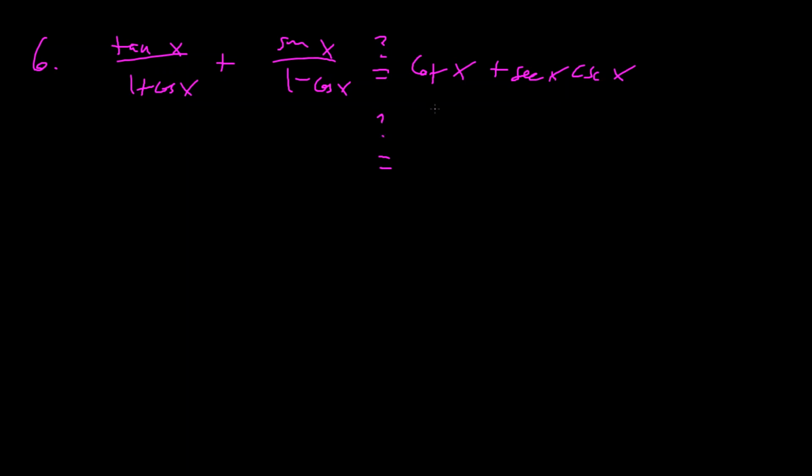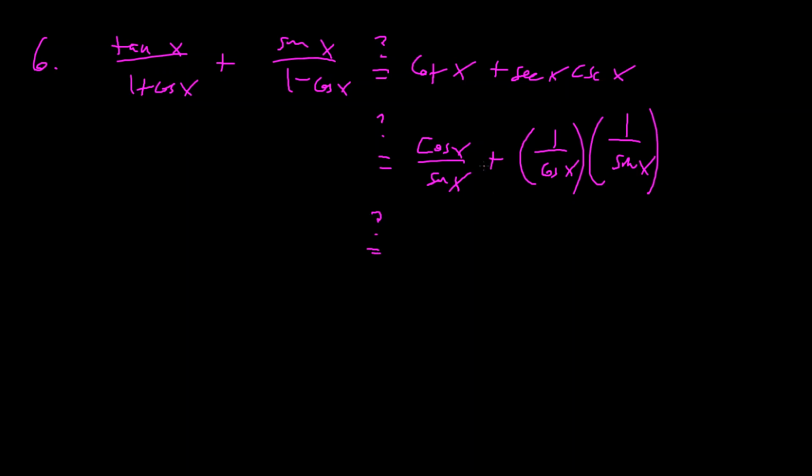So I'm going to write everything in terms of the basic trig functions, sine and cosine. So cotangent x, that is going to be cosine x over sine x. Secant x, that is 1 over cos x. Cosecant is 1 over sine x.